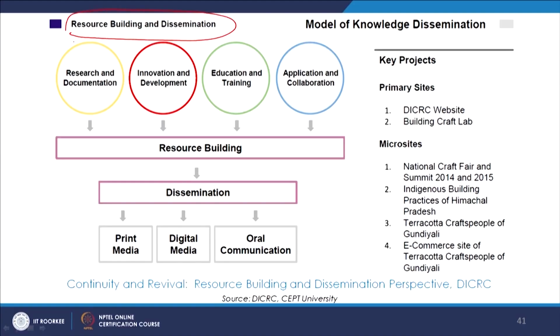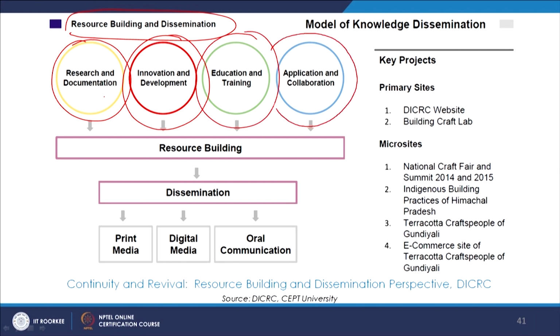And specifically talking about the resource building and dissemination part, again they follow a very interesting and simple model. So research and documentation, we saw that. We discussed the innovation and development part. Then there was a discussion on education and training, and subsequently we also talked about collaboration. So all of these together contribute to the resource building aspect, and then they are disseminated either through print media or digital media or through oral communication. So this is a simple and effective model, and this is what they keep following.